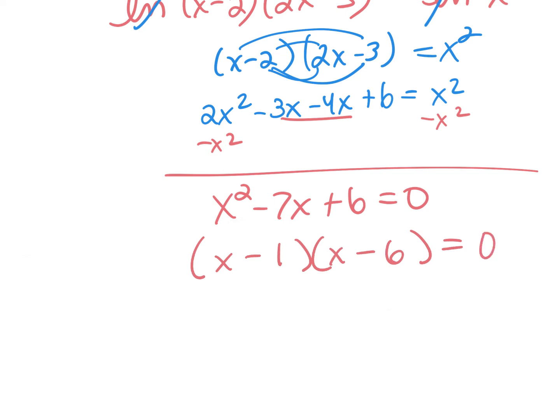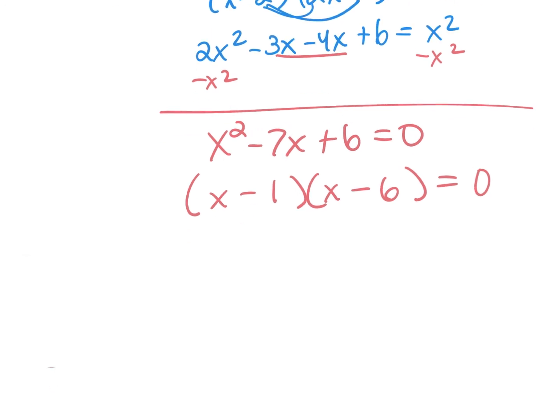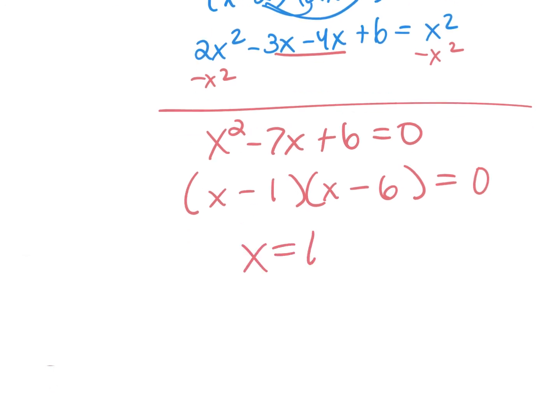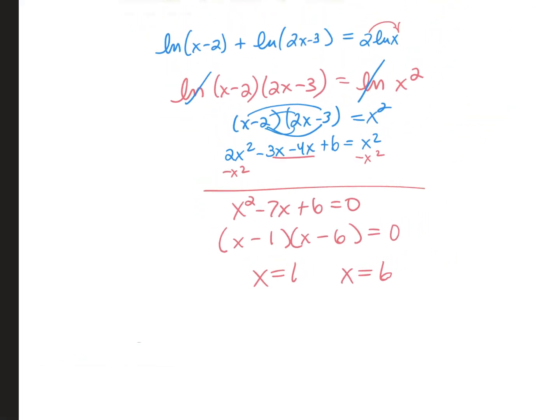Do you guys agree? Yeah. Okay, negative 1 times negative 6 is 6. Negative 1 plus negative 6 is negative 7. Okay, so x equals 1 and x equals 6. Should I just circle this and be like, man, I'm so smart? No. Or should I go back and check just to make sure?